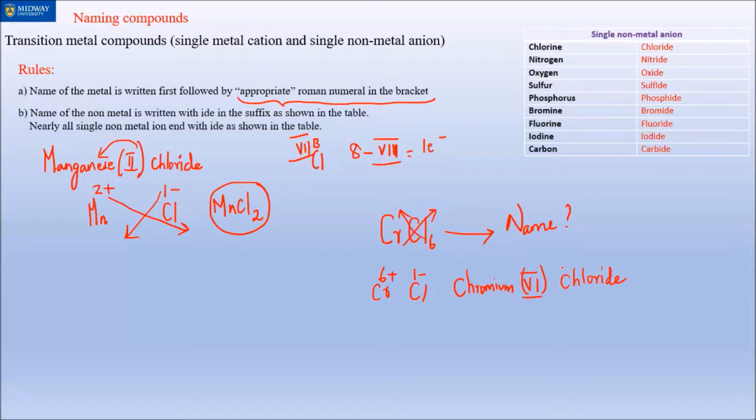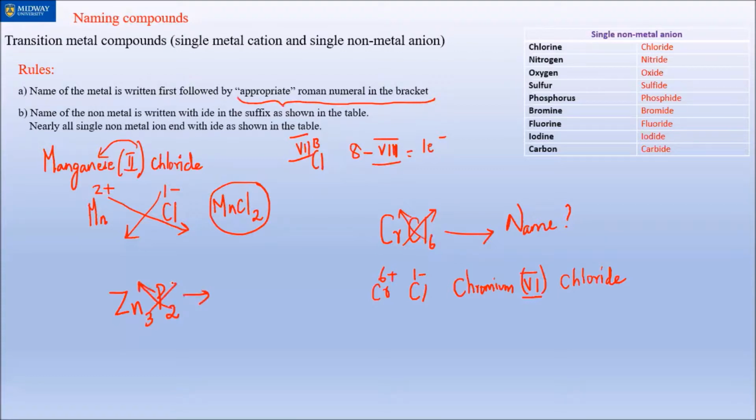This is only doable when it's a transition metal. Let's do one more example. Say Zn3P2. Well, whenever you have to figure out a name, you must go to the ionic state.